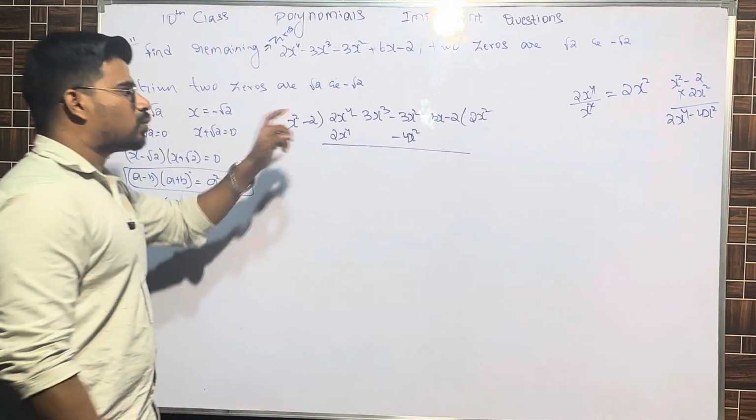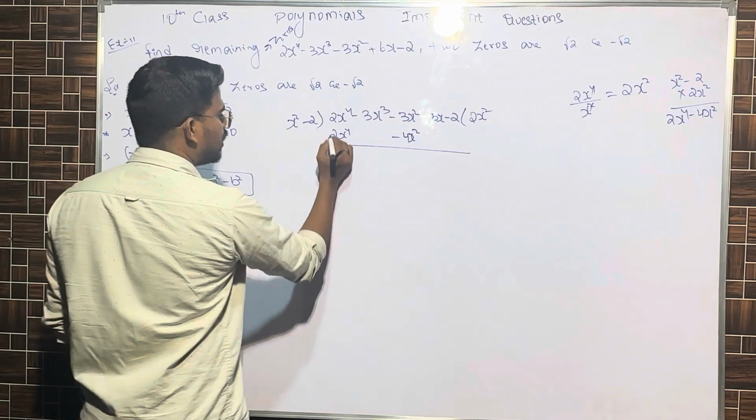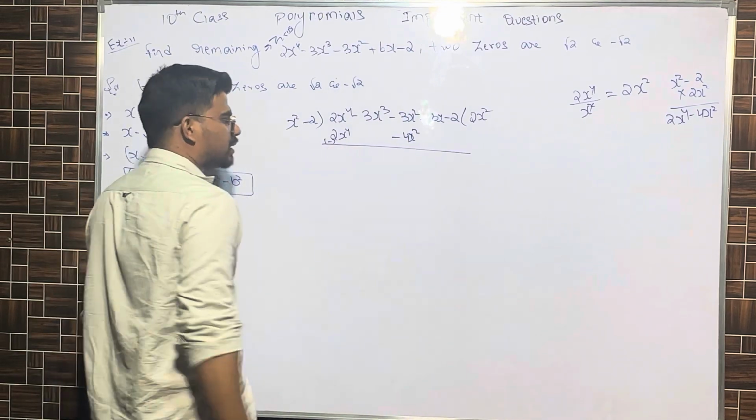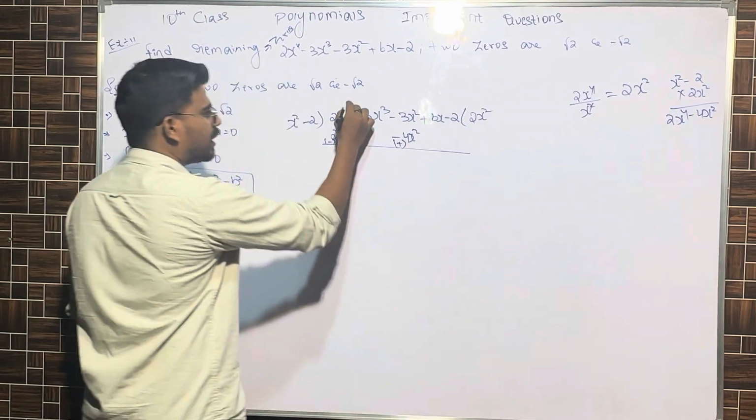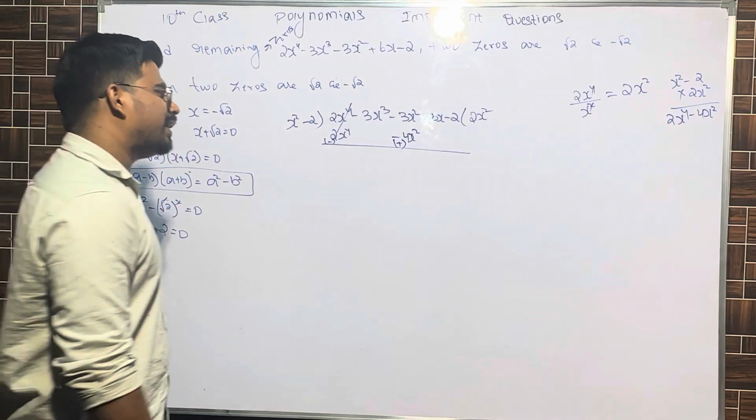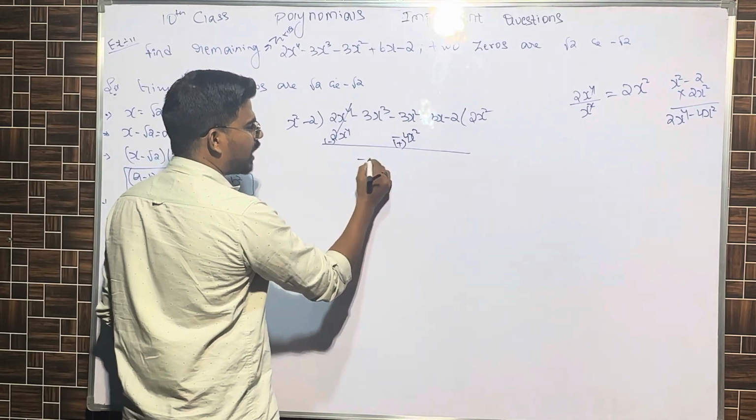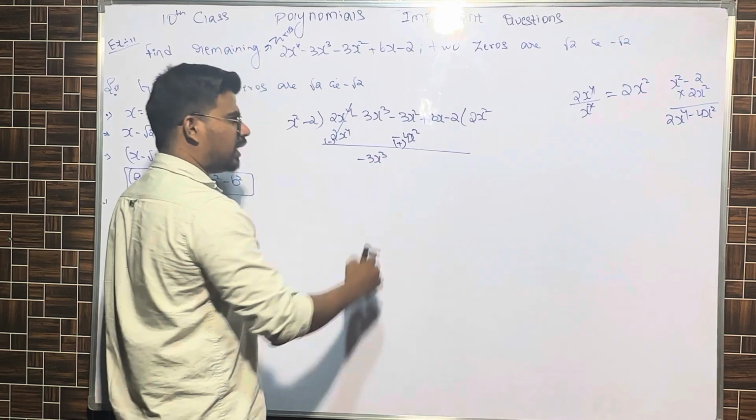Now both will not be cancelled. This plus I should make minus, and this minus will become plus. Then 2x power 4 minus 2x power 4 cancel. Minus 3x cube as it is.